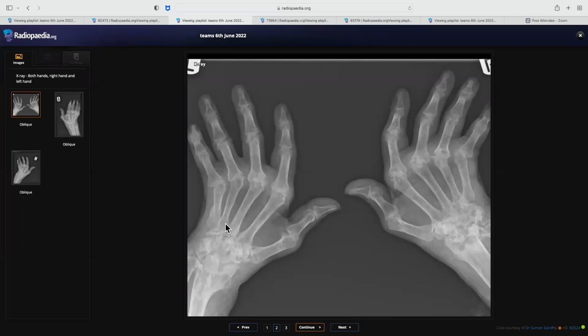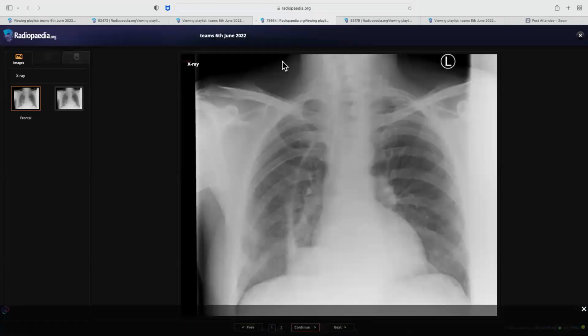Okay. So we'll go to the next case. This one. Okay, this is the frontal chest radiograph of a skeletally mature patient. May I know the history? Yes, if it is available.